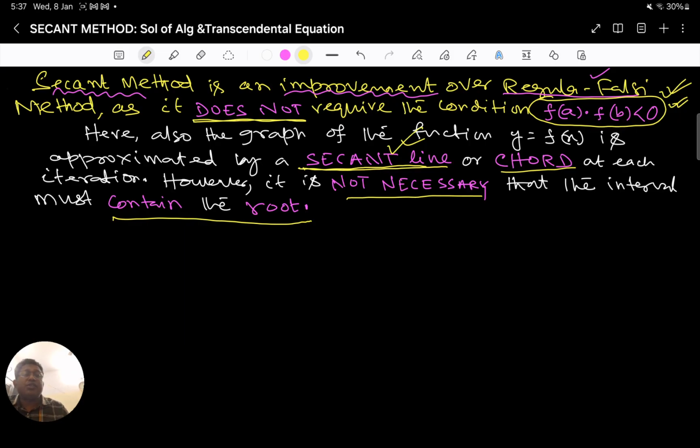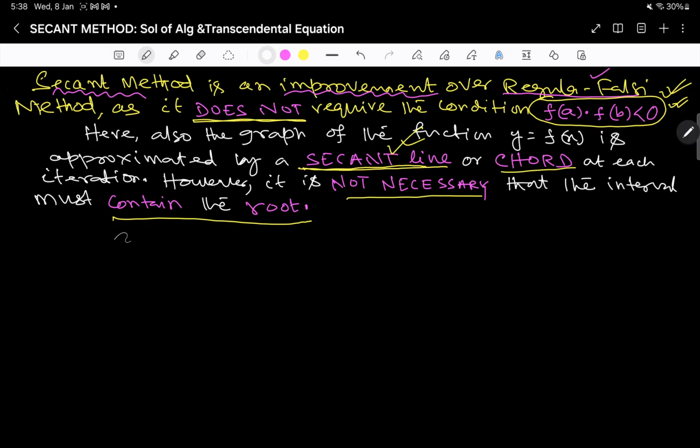So without much delay, let us now start with our second method, which is almost the same as the regula falsi method, with just relaxing the condition of f(a) into f(b) negative in every subsequent stage. So let me write the formula.